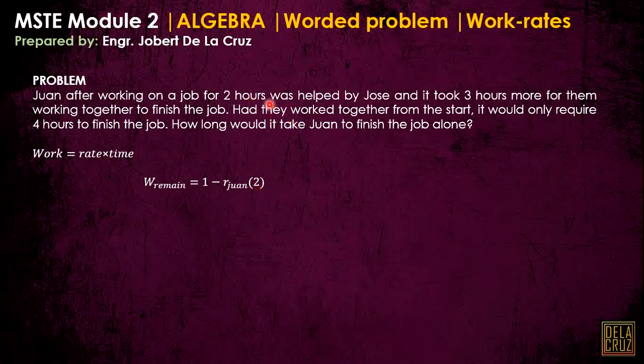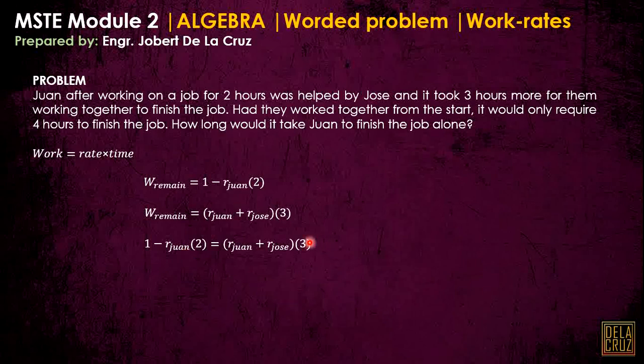Now, after 2 hours, he was helped by Jose, and it took 3 hours more for them working together to finish the job. Meaning, yung natirang trabaho is gagawin lang nila in 3 hours na silang dalawa yung nagwo-work. So it can be rewritten like this: the remaining work is just equal to the sum of the rates of Juan and Jose in 3 hours lang. Klaro? Okay, so we can just simply substitute this remaining work dito. If we substitute that, ayun, it will be ganito.